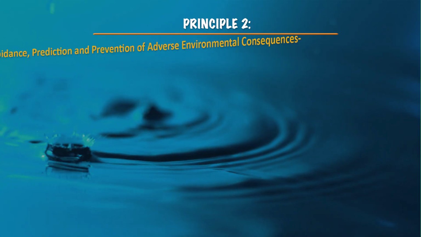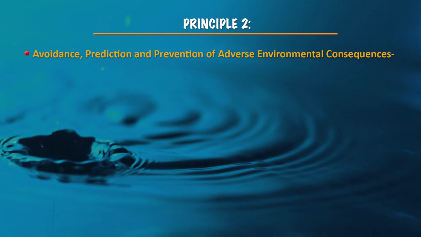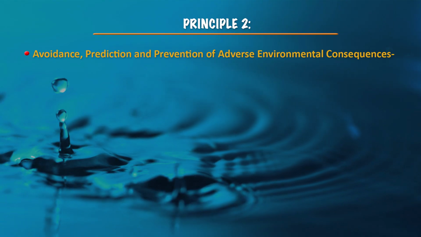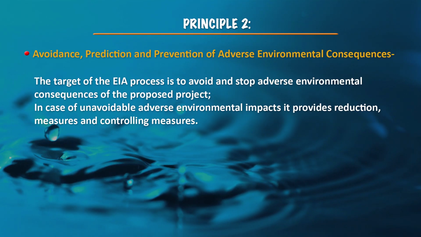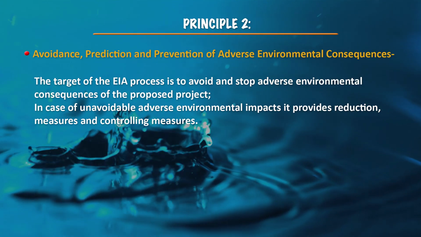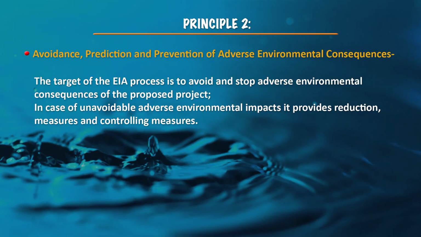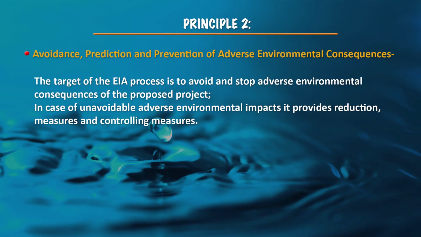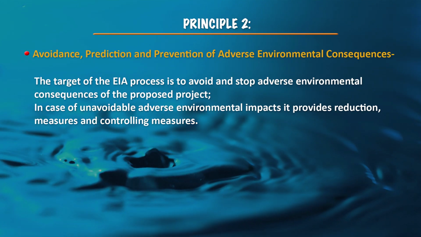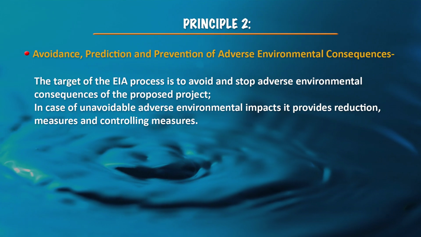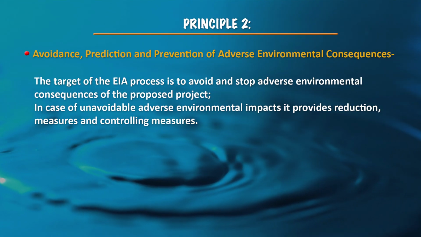Principle number 2 speaks about avoidance, prediction and prevention of adverse environmental consequences. It states that the target of the environmental impact assessment process is to avoid and stop adverse environmental consequences of the proposed projects. In case of unavoidable adverse environmental impacts, it provides reduction measures and also controlling measures.